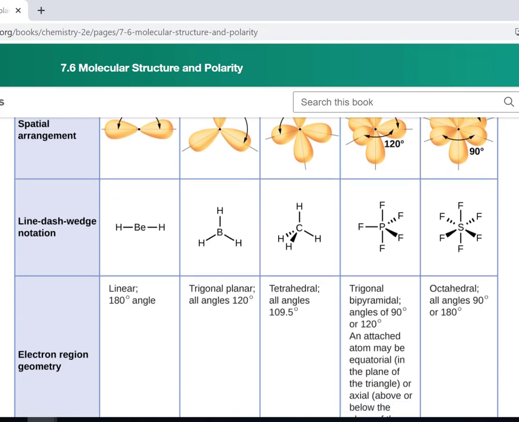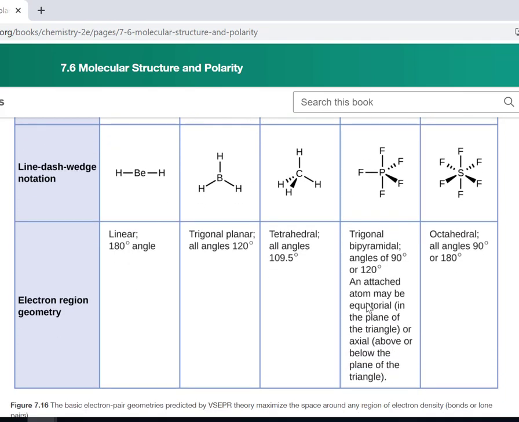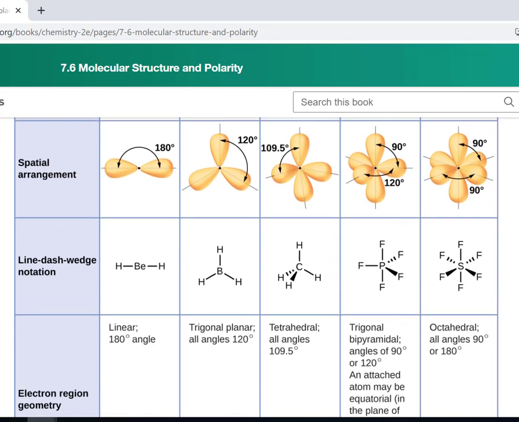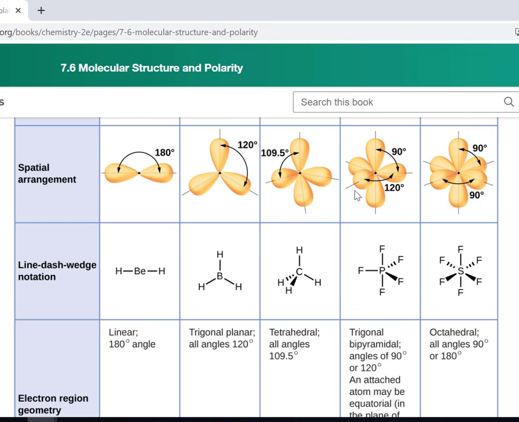So we have different names for those. We call this equatorial and axial. So equatorial are the ones that are sticking out, and then axial are the ones at the top and the bottom. Again, we can have those different names because they are not equivalent to each other.